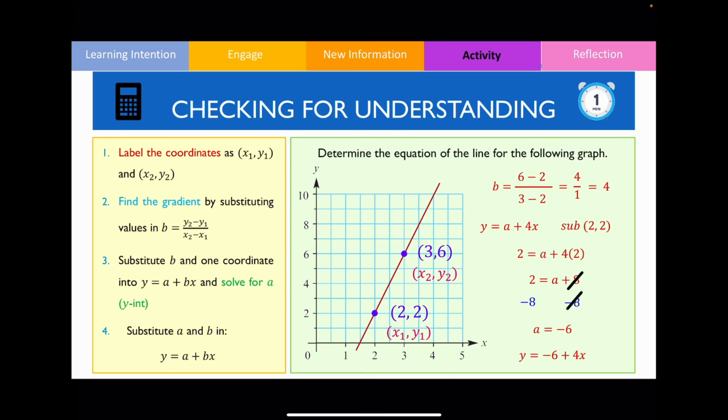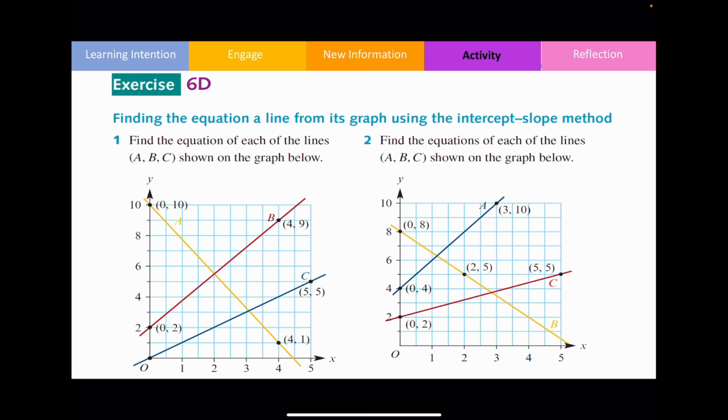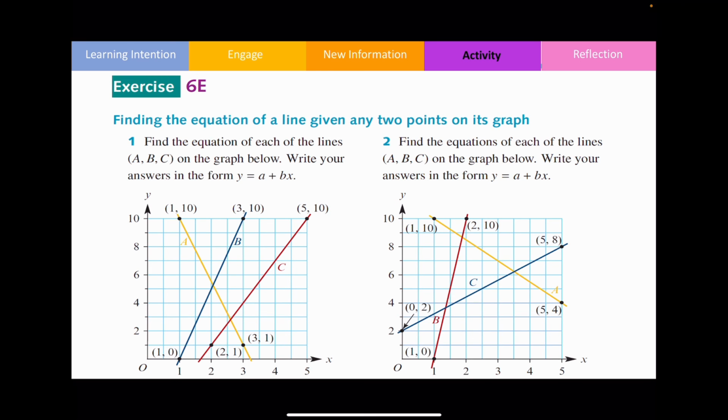To get further practice, I'd like you to please complete questions 1 and 2 from exercise 6D. Notice that in exercise 6D, the y-intercept values have already been given to you. So these are like the one-step types of equations. Whereas in questions from exercise 6A, notice that none of the y-intercepts are given. So you're going to need to do a bit more working out.